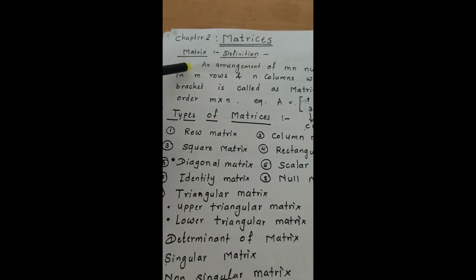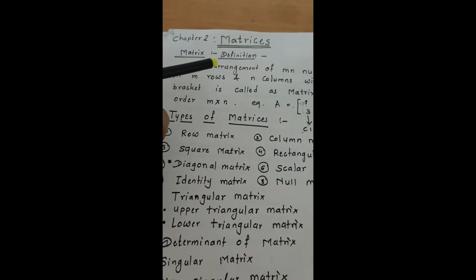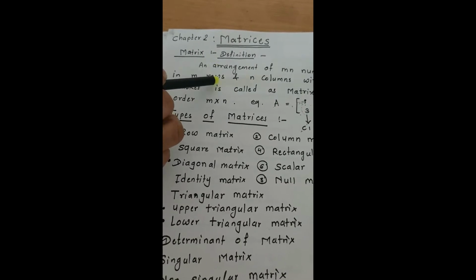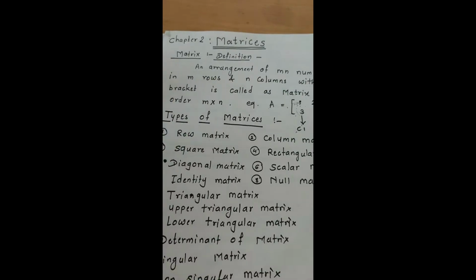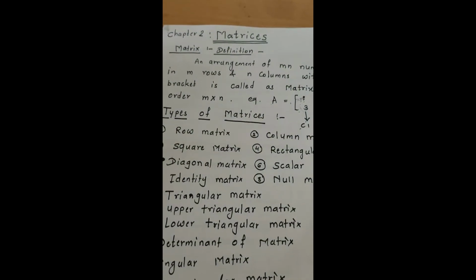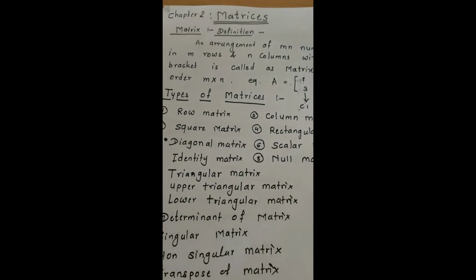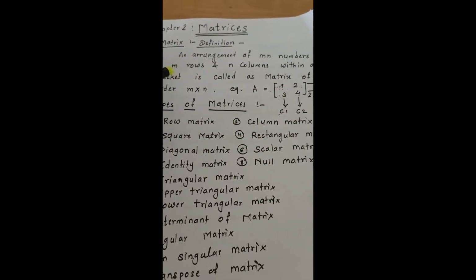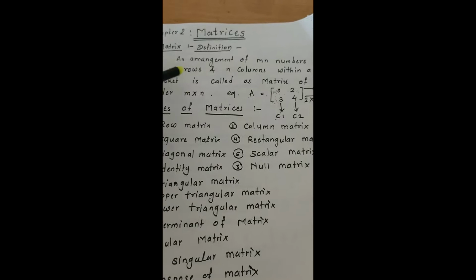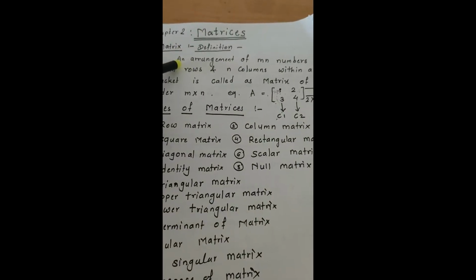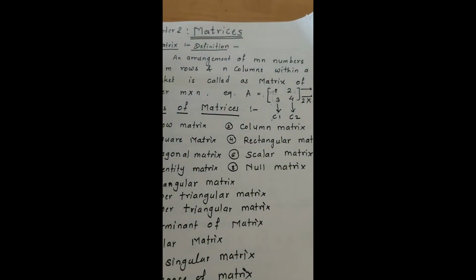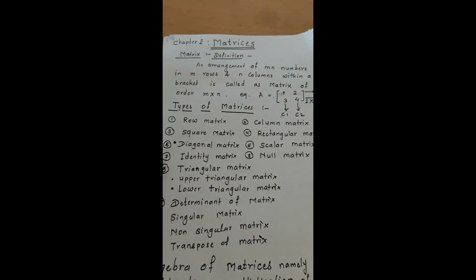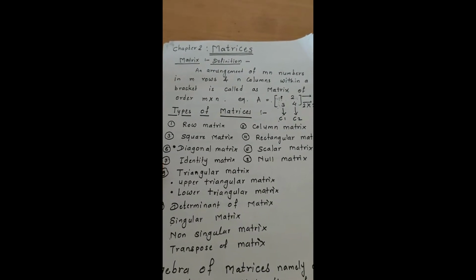In earlier standards, we have studied the definition of matrix, types of matrix and algebra of matrix. So before starting the chapter, we are going to revise the introduction of matrix. Now the definition of matrix: an arrangement of mn numbers in m rows and n columns within a bracket is called a matrix of order m by n.